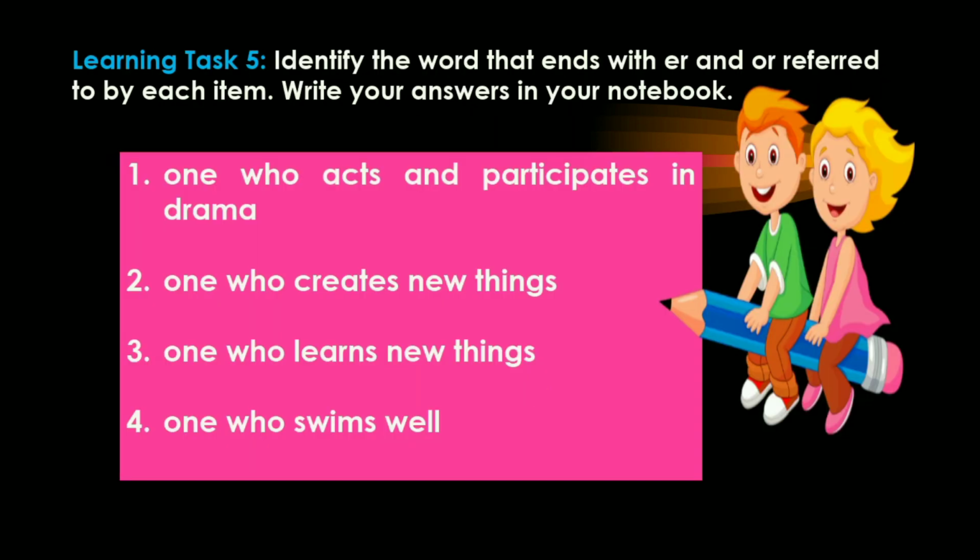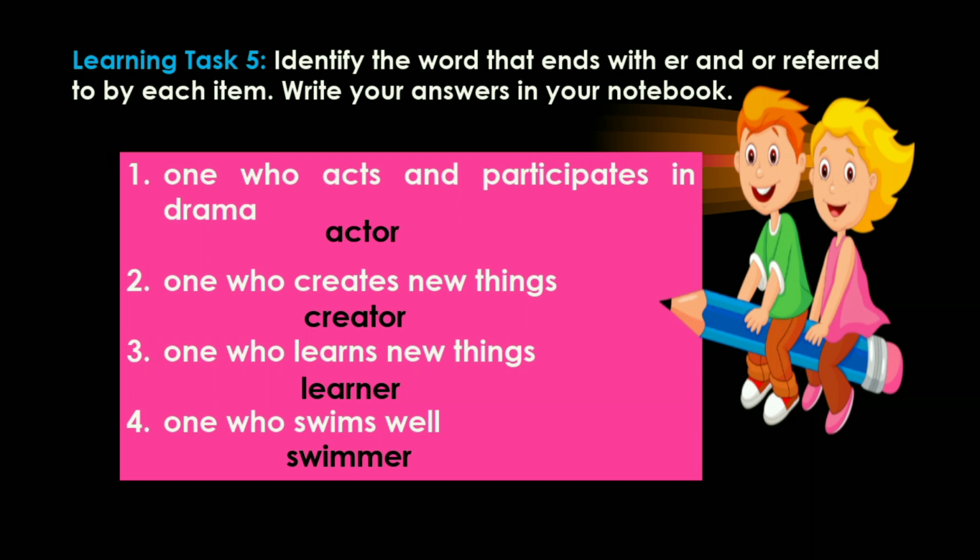Okay? So this time, let's have learning task number 5. For this learning task, you are going to identify the word that ends with er and or, referred to by each item. So we have number 1, one who acts and participates in drama. That is actor. Okay. One who creates new things. That is creator. One who learns new things. That is learner. And one who swims well. That is swimmer. Very good.